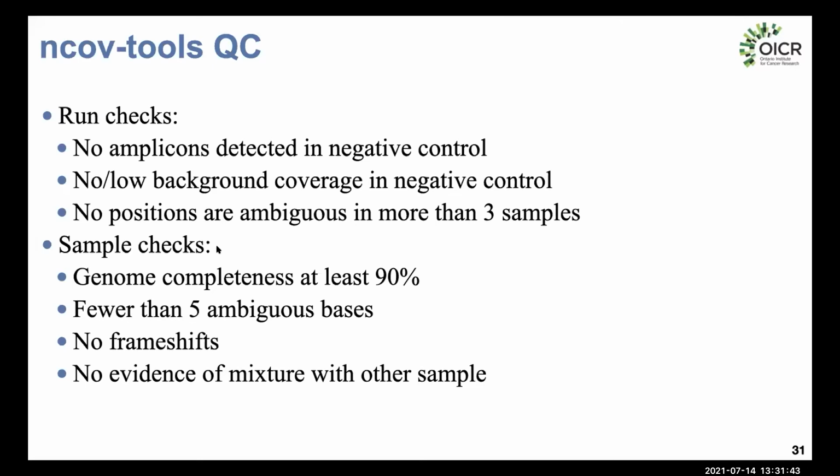It will check whether completeness is at least 90%. It will check that you have fewer than 5 ambiguous bases in the sample. It'll check whether it has any frame shifting mutations and whether there's any evidence that it's mixed with any other sample on the sequencing run.